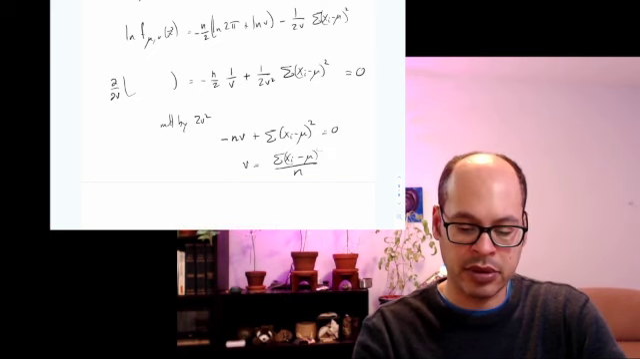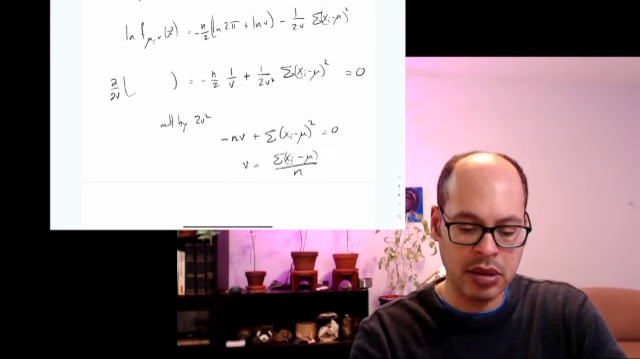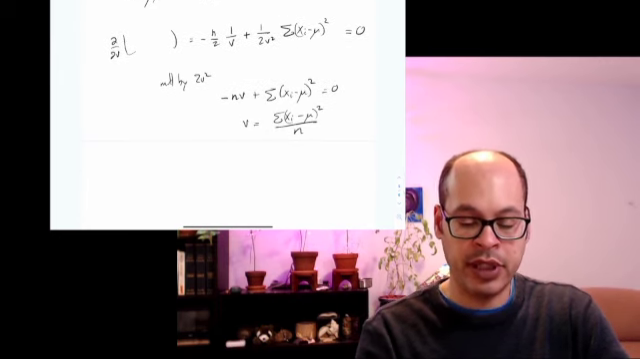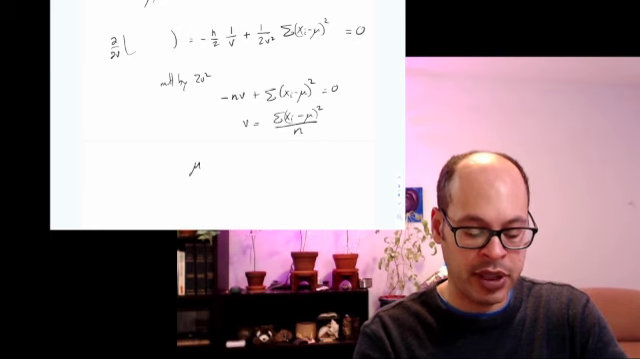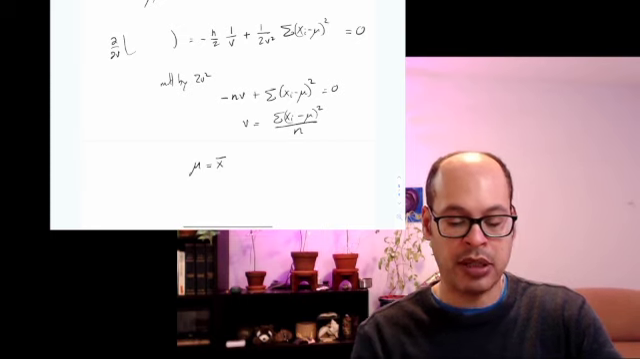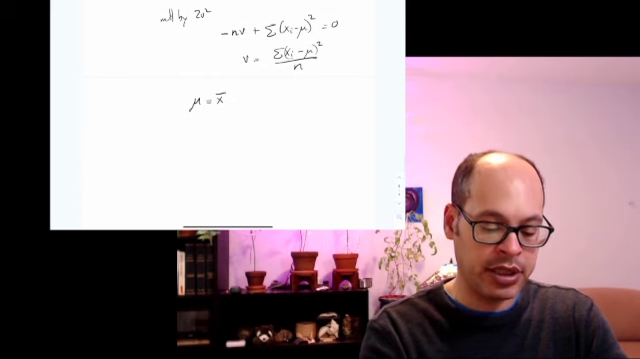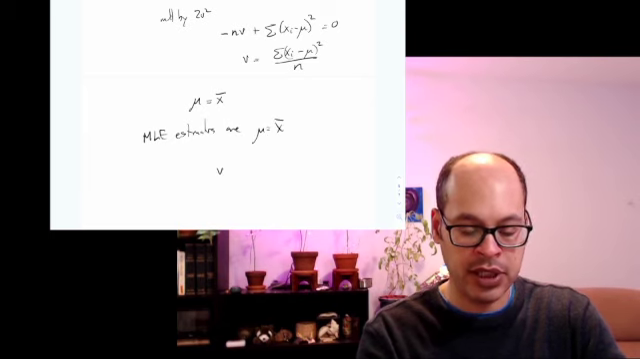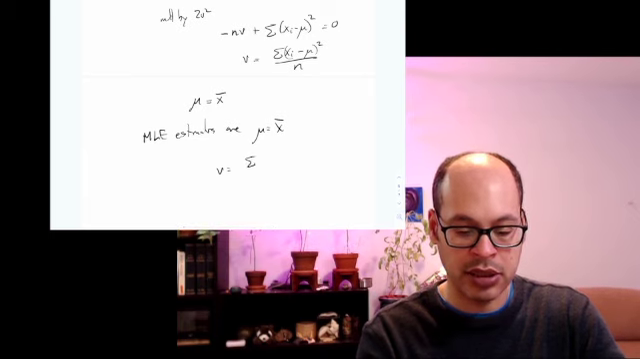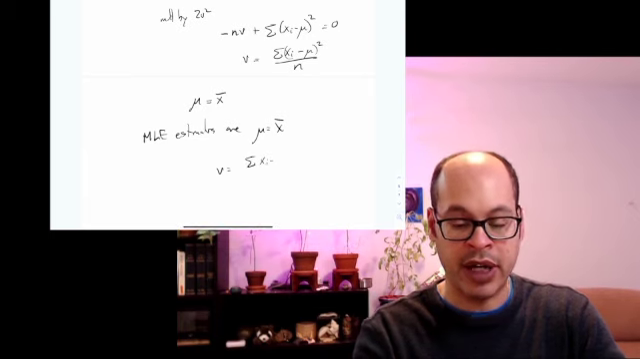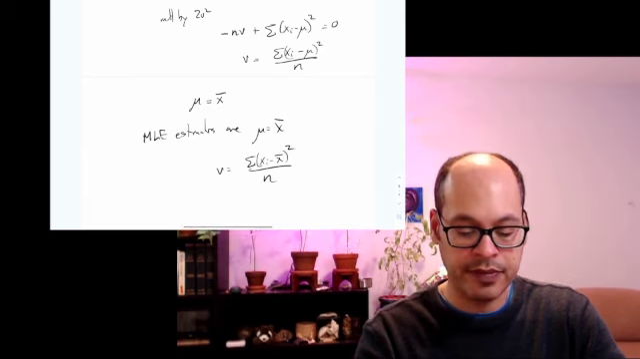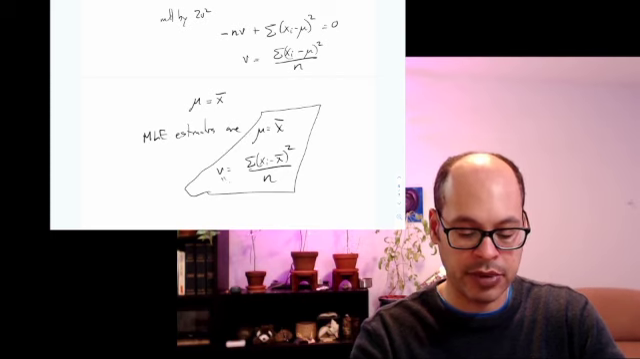But what am I doing with this square? Yeah, that's right, over n. Okay, so I want to set v equal to that, and as we said before, I want to set mu equal to x bar. And so altogether, I get that my MLE estimators are mu equals x bar, and v equals that expression, the sum of (xi minus my value for mu, which is x bar) squared over n. So this is sigma squared.